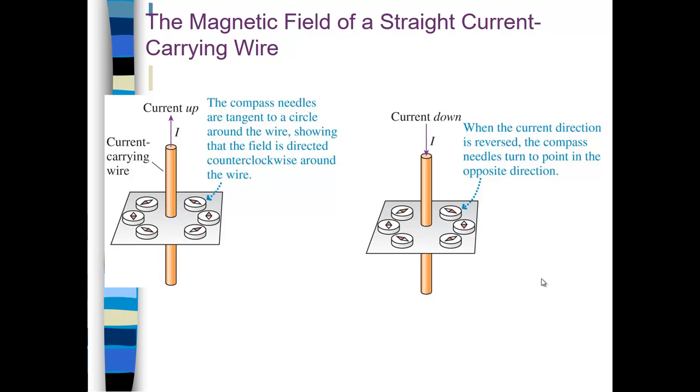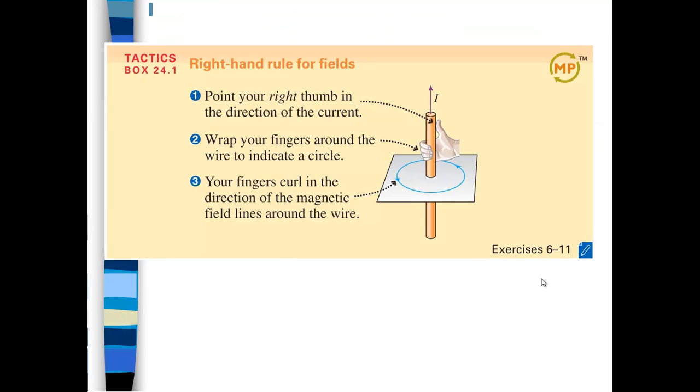If the current is going down, so take your right hand and move your thumb so it's pointing down, then the magnetic field, your fingers curling around, goes in the opposite direction. They go in a clockwise direction. So that's called the right hand rule. Okay, so the right hand rule for fields here is: you point your right thumb in the direction of the current. You wrap your fingers around the wire, and then your fingers curl in the direction of the magnetic field around the wire. Okay, so that's the right hand rule.